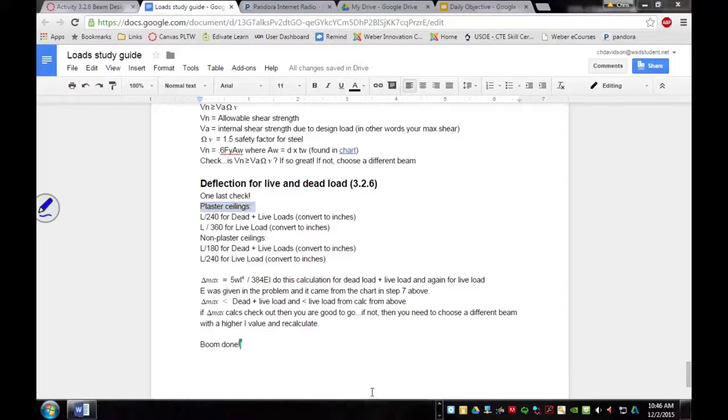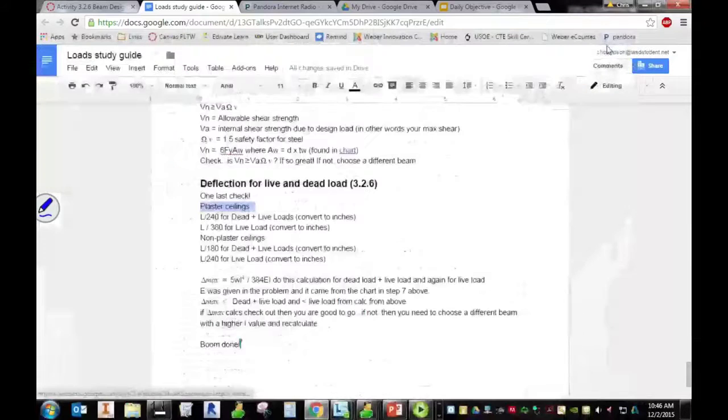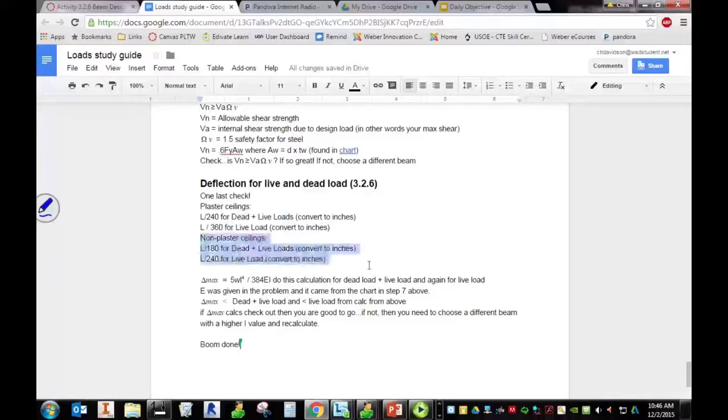So you'll notice specifically in the problem it mentions that we have a plaster ceiling. So you're going to take the length of your beam. Again, look at your structural diagram for that length. You need to convert that into inches, and you're going to do two simple math problems. Divide it by 240, that's for the dead and live loads, and then divide it by 360, that's for live loads. For this particular problem, we can ignore this part. Go ahead and do that. That gives us our maximum deflection.